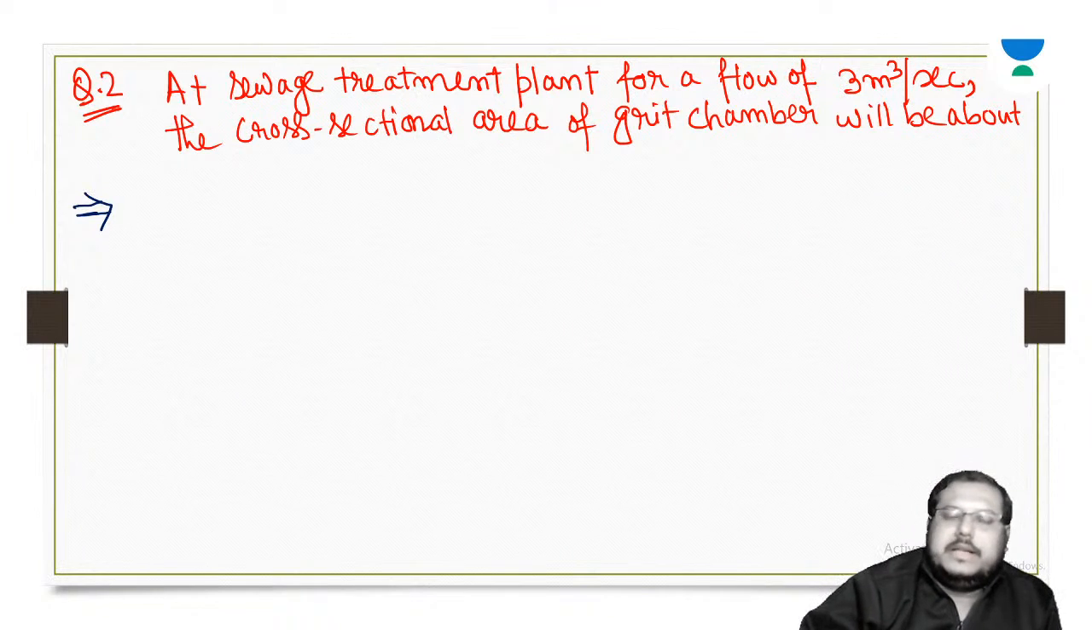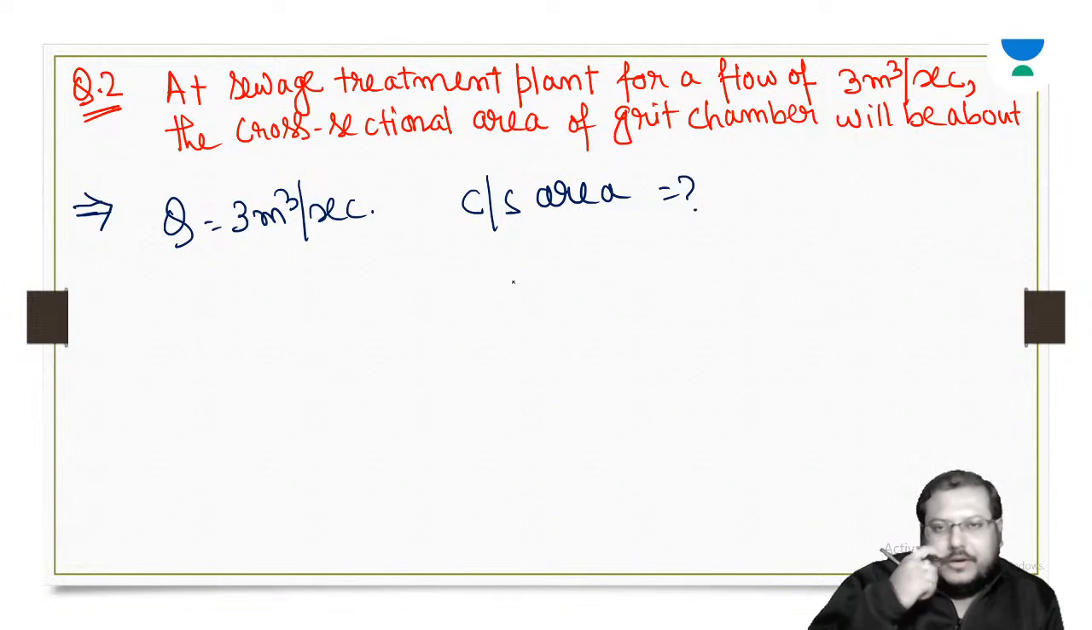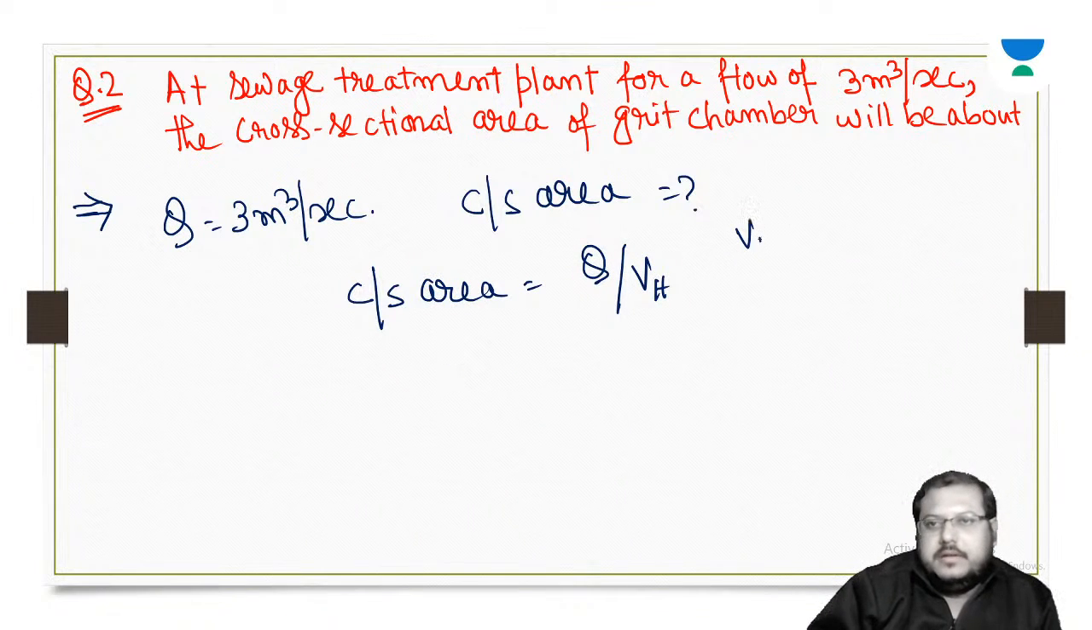So see, a sewage treatment plant for a flow. So Q is given as 3 meter cube per second. Asking cross sectional area. So quite obviously, cross sectional area is Q by VH, where VH is the horizontal flow velocity. Now that value is not given, right?